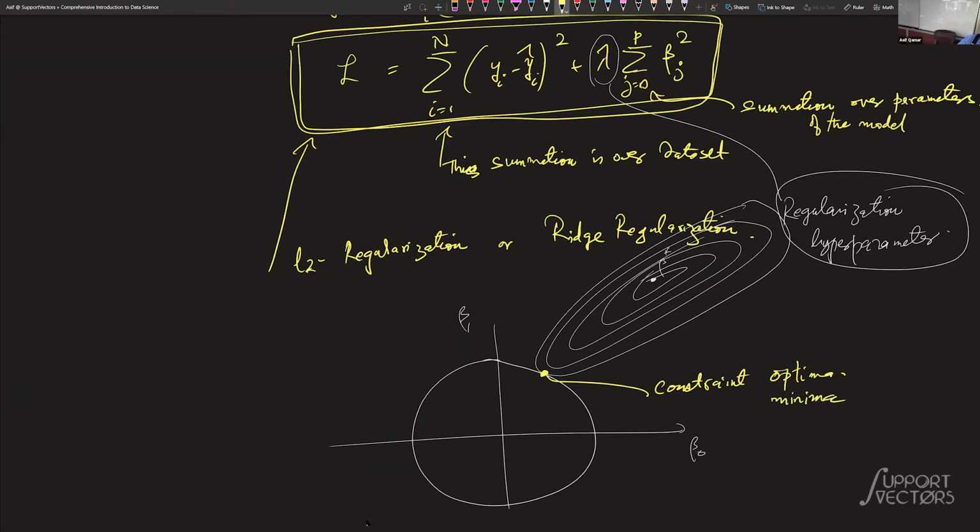Are we together? Because at this point, the grad G and the grad E will be opposites to each other. That is what we learned. But then comes a very interesting question.